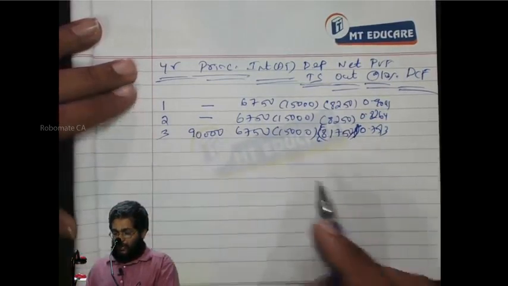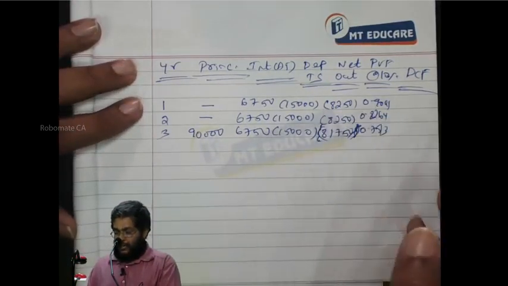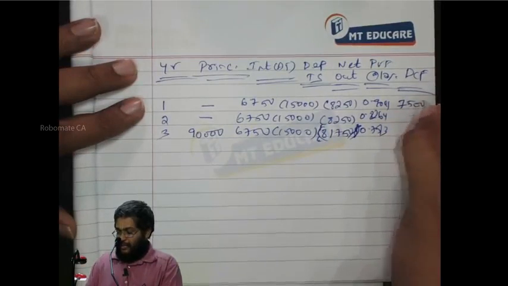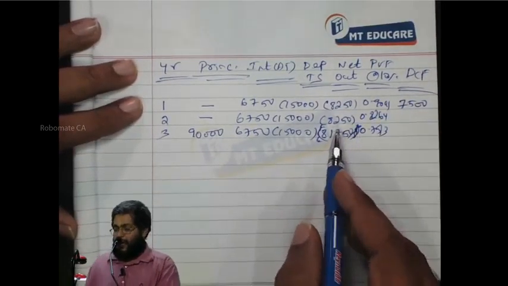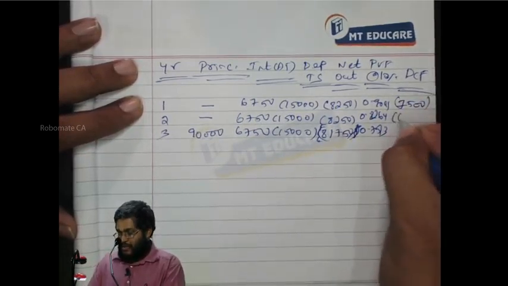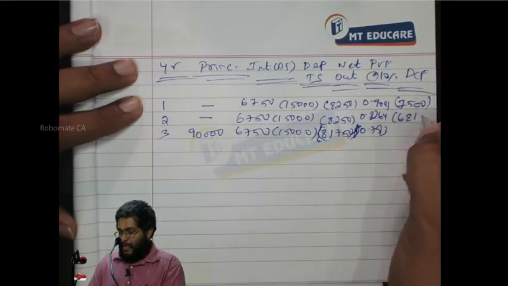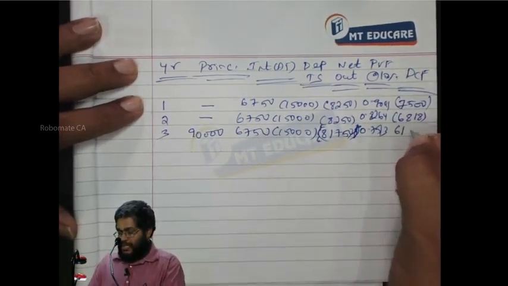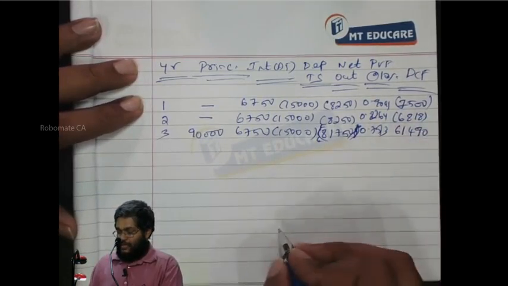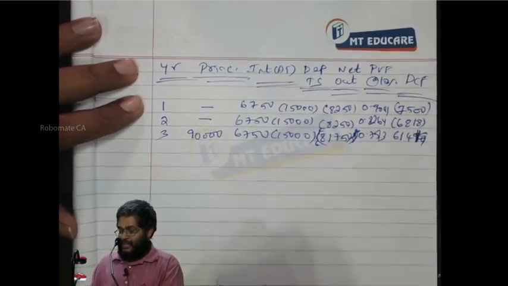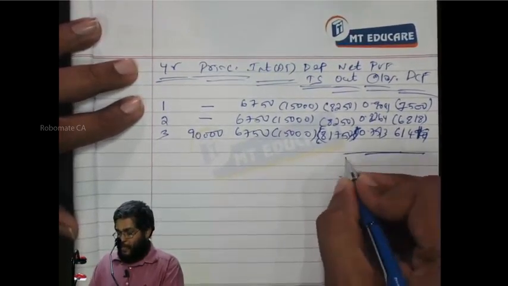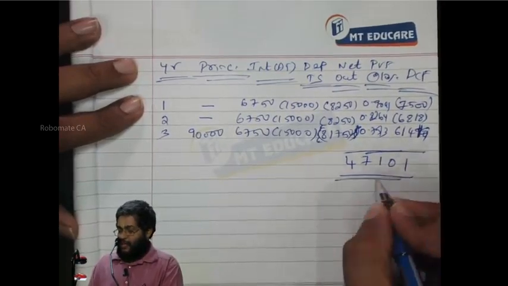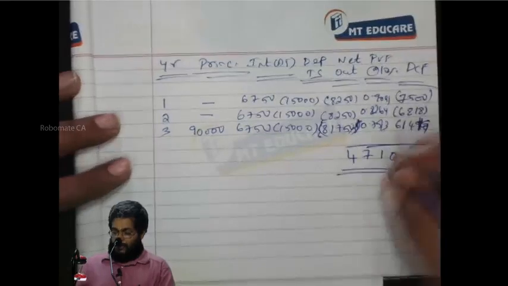0.9091, 0.8264, 0.7513. Tell me the whole numbers. 8,250 into 0.9091 gives you what number? 7,500 minus 8,250 into 0.8264. 6,818. 8,250 into 0.7513. 61,419. Tell me the net number here. 47,101. The discounted outflow under the loan option.